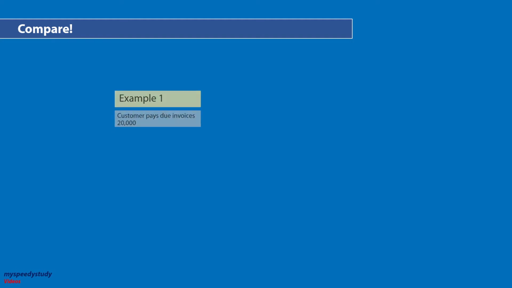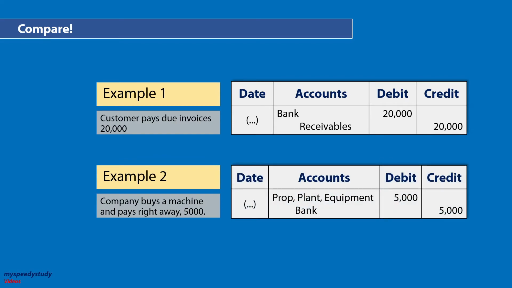Let's compare real quick what we just looked at. Everything that happened in the two examples happened on the left side of the balance sheet only. In the first example, there's money coming in. So bank is a debit record. In the second example, money goes out. So bank is a credit record.